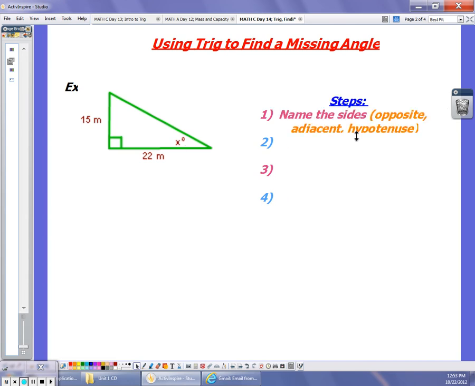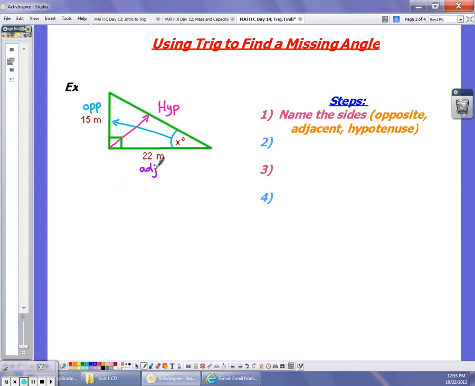Our first step is to identify our sides. What is the opposite, what is the adjacent, and what is the hypotenuse? Now, we do know that the hypotenuse is opposite of our right angle. And if we take a look at our reference angle, which happens to be x in this case, across from that will be our opposite, which leaves the third side to be our adjacent.